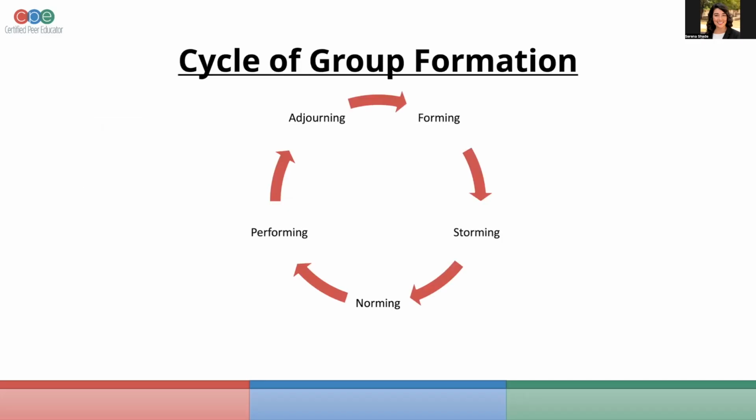As you can see, the screen depicts the cycle of group formation. This is how groups form and how groups are forced to reform upon the completion of the adjourning stage.